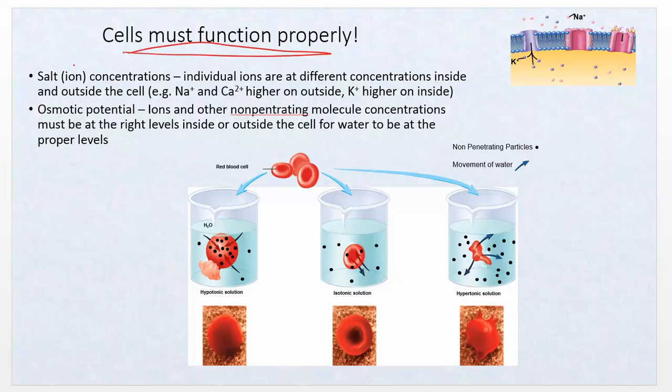We talked a little bit about salt concentrations, how you need a certain amount of sodium. You need the sodium outside the cell. You need potassium inside the cell. And chloride and calcium, same thing with calcium. There's some calcium out here, but there's no calcium inside the cell. Shouldn't be.